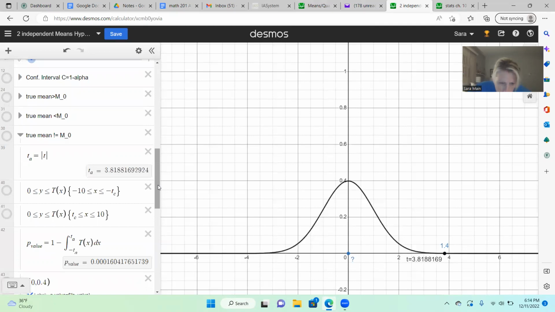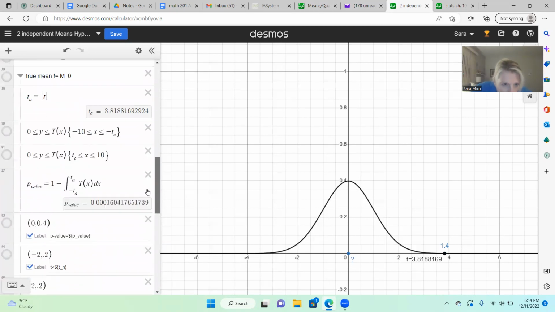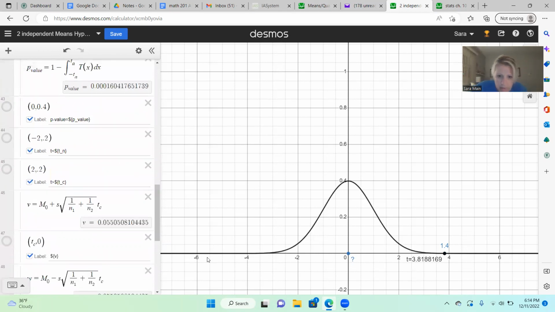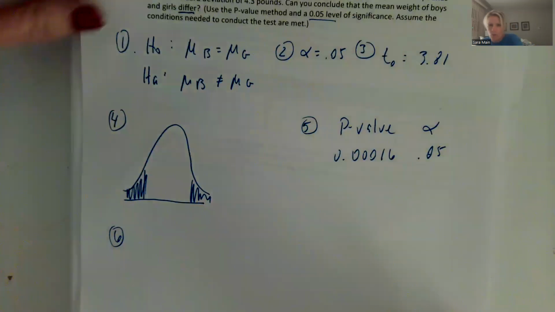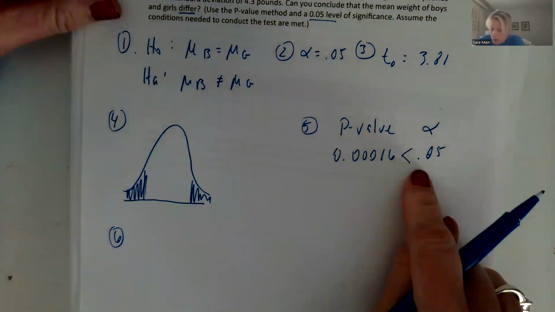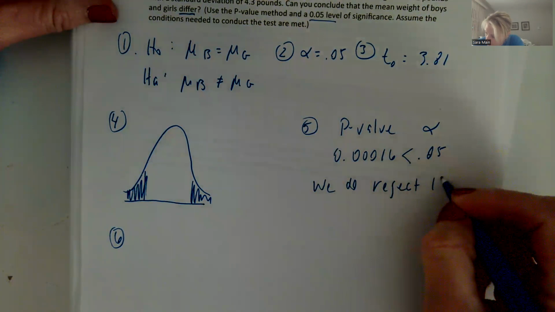There is our test statistic at 3.81. And our p-value is 0.00016. So it's very small. This is not very likely to happen. So going back to our paper, we can then say that our p-value is less than alpha. And that's how we know that we're going to reject H0. So we do reject H0.